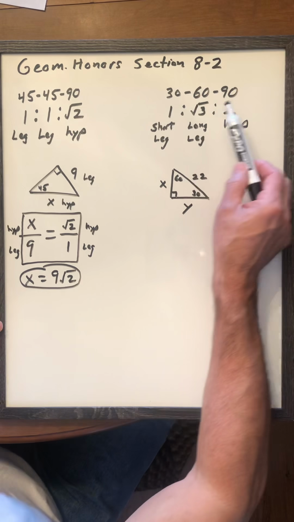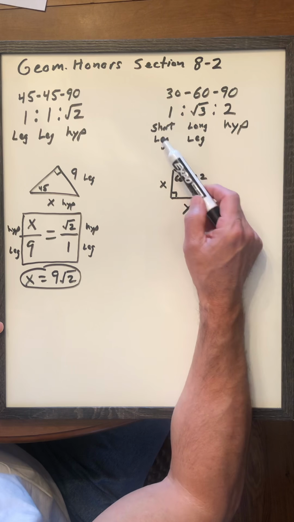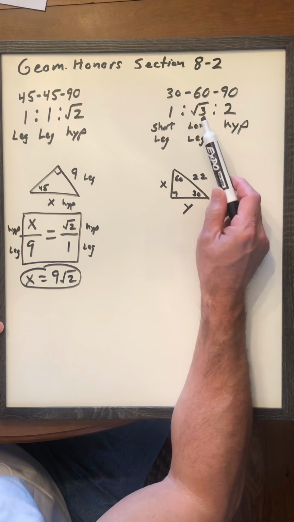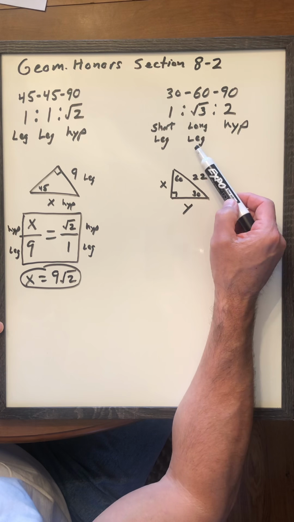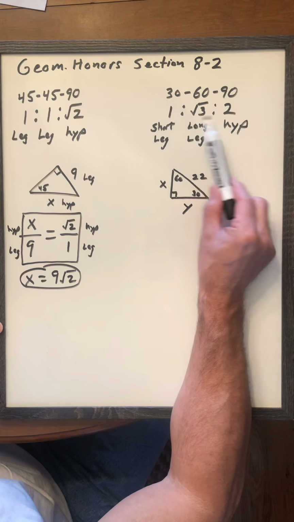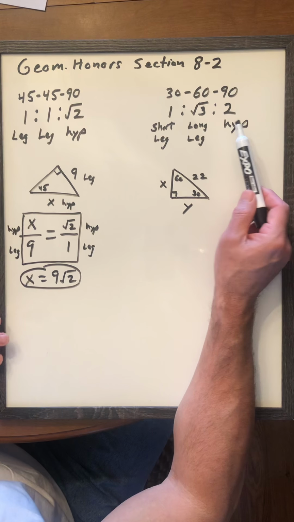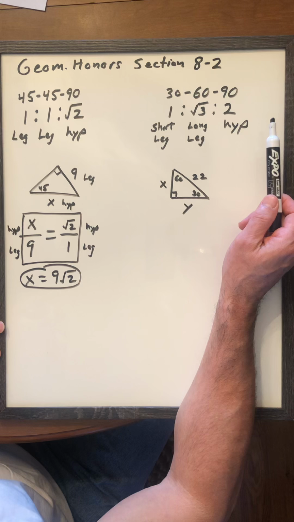Now, for the 30-60-90, we have a ratio of 1, which is the short leg. Square root of 3 is the long leg, and 2 then is your hypotenuse. So these are the ratios for a 30-60-90. Every 30-60-90 triangle has these three ratios.